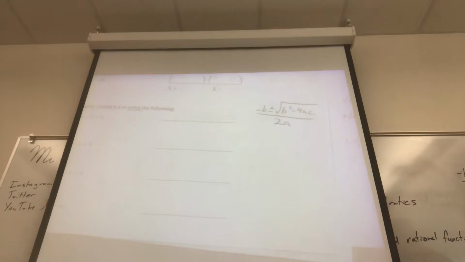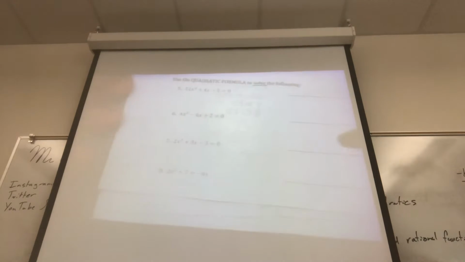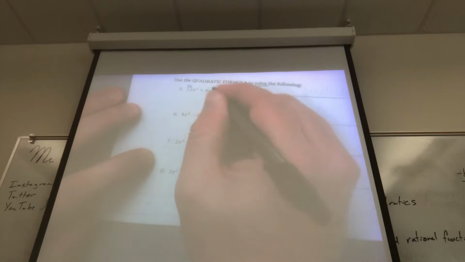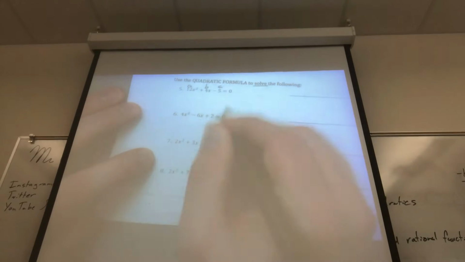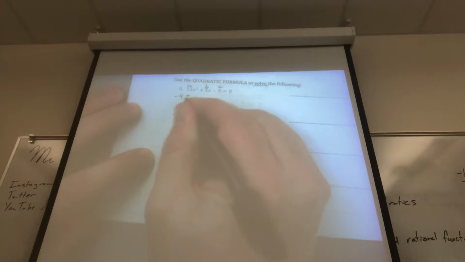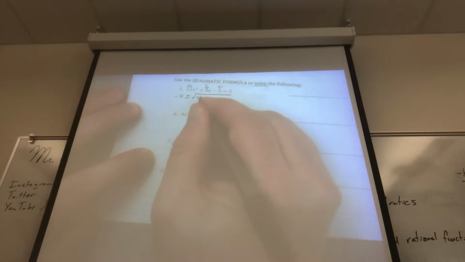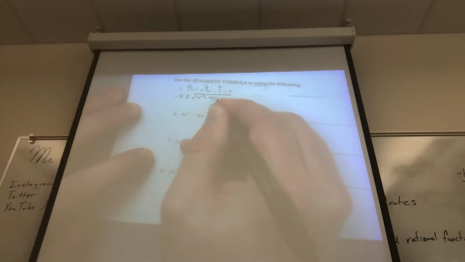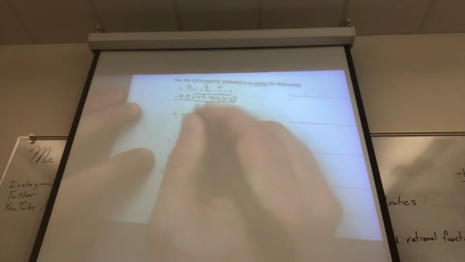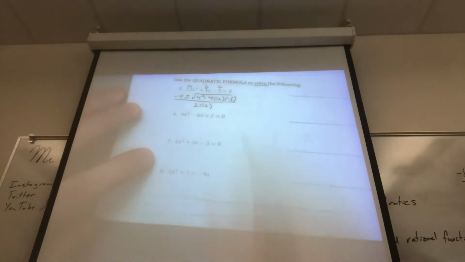Say it over and over again until it echoes in your brain, because if you can memorize that, that might be all you need on the test. This is A, this is B, this is C. So it's negative 4 plus or minus the square root of 4 squared minus 4 times 12 times negative 5, all over 2 times 12.